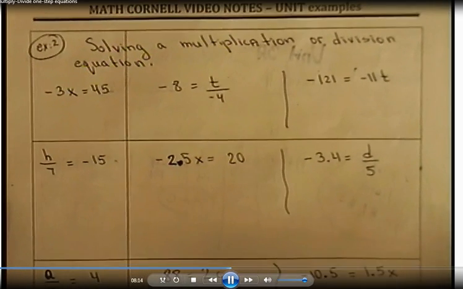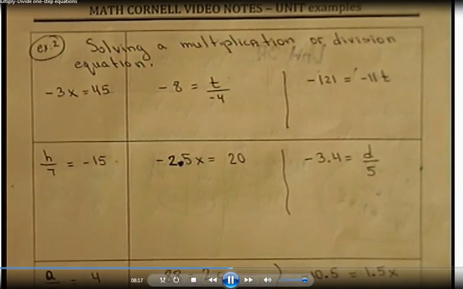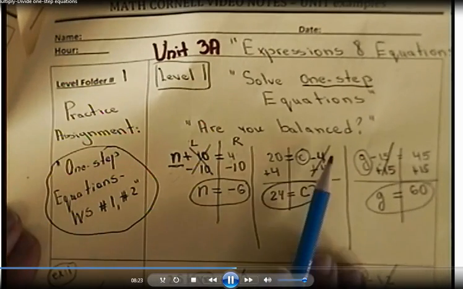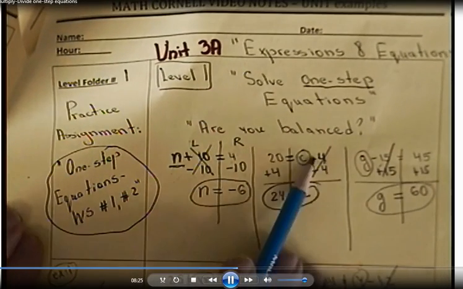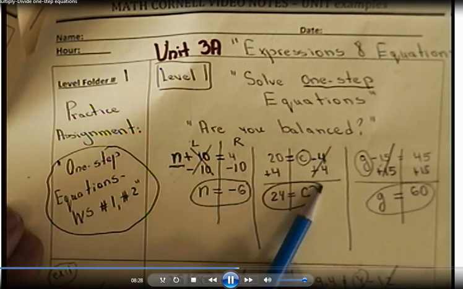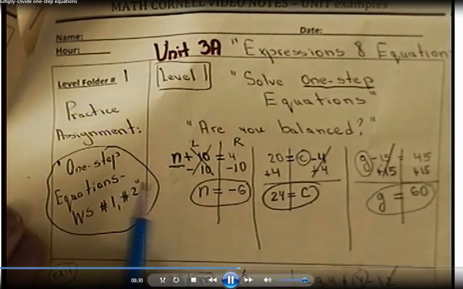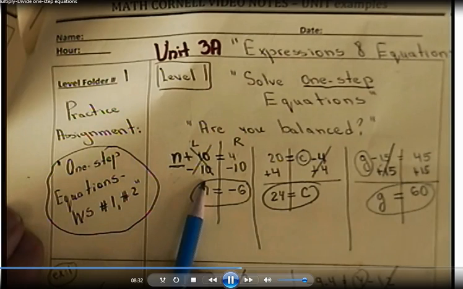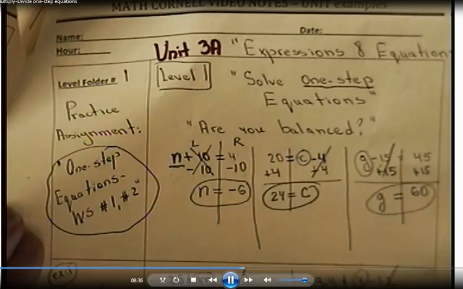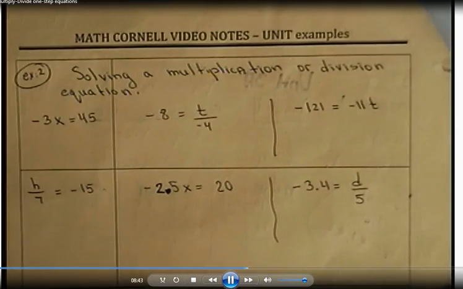So the second part of this learning target is called solving a multiplication or division equation. In the first one, we learned how to add and subtract in order to cancel numbers. Do you see that? If we have -4, we do the opposite, +4. If we have +10, then we do the opposite, -10. We're going to apply the same exact steps in the second part, but this time it will be multiplication versus division. So it's going to be one or the other.